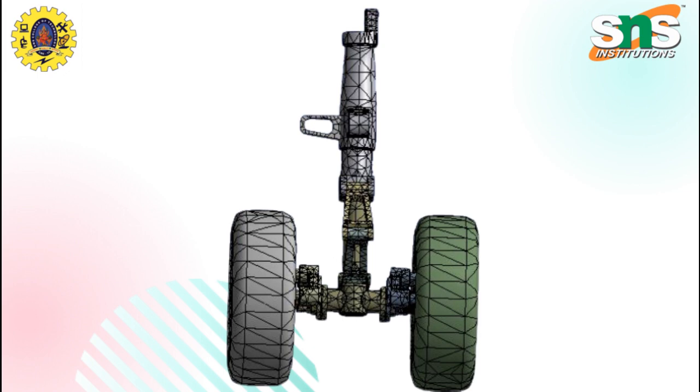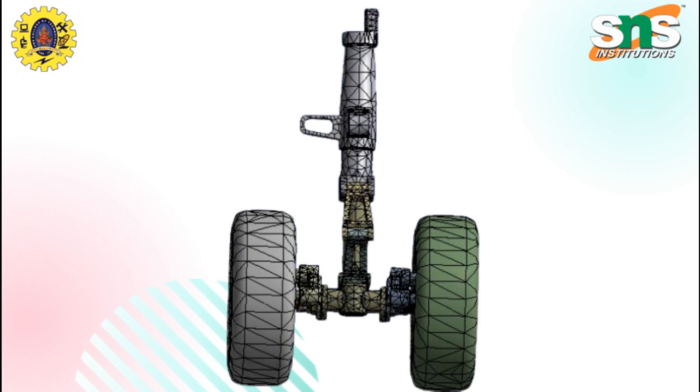The landing gear structure can be divided into smaller elements and the nodes of these elements can be connected to form a mesh. Fifth step, assign material properties. The material properties of the landing gear components such as modulus of elasticity and Poisson ratio can be assigned to each element in the mesh.